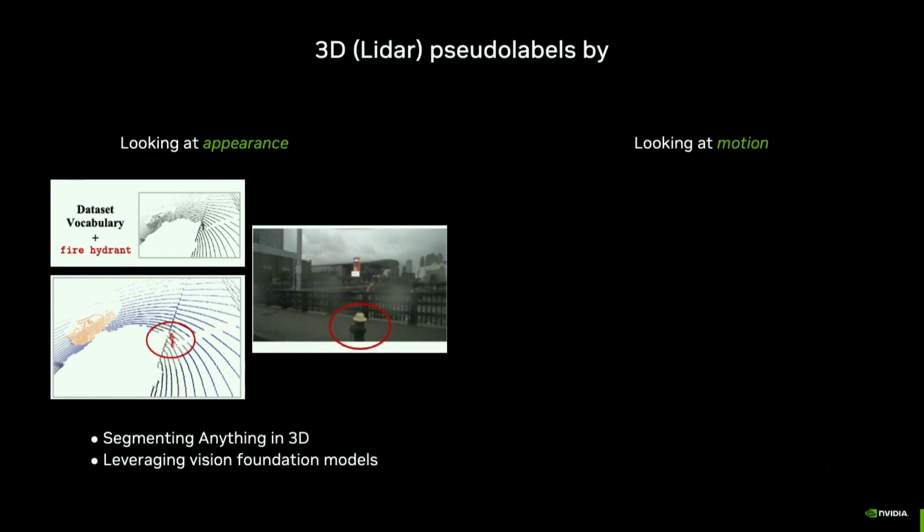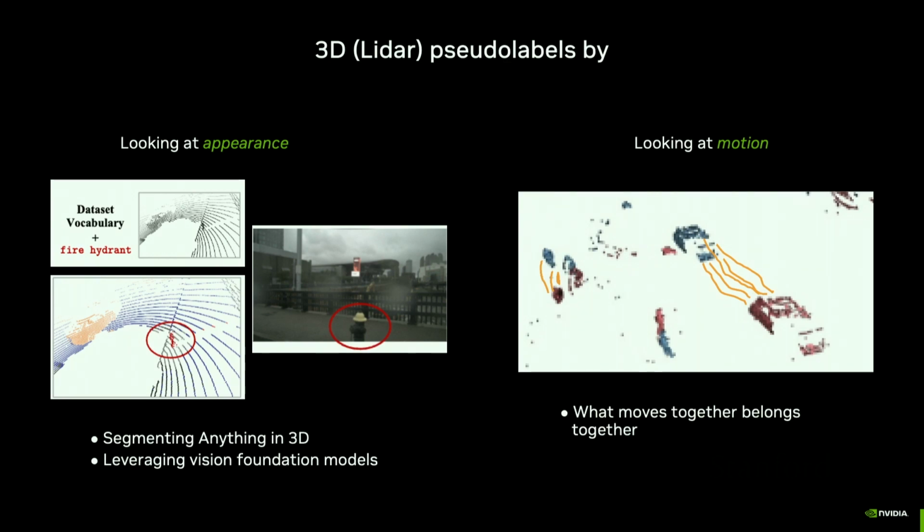So looking at appearance, I'm going to present our work, Segment Anything in Lidar, which is going to be about localizing objects in 3D, assigning a semantic meaning to them. And the main takeaway there is going to be how to leverage vision foundation models.